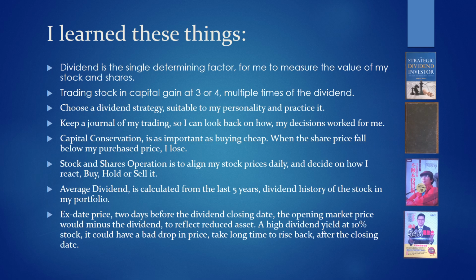Stock and share operation is to align my stock prices daily and decide on how I react, buy, hold, or sell it. Average dividend is calculated from the last 5 years dividend history of the stock in my portfolio. Ex-date price 2 days before the dividend closing date. The opening market price would minus the dividend to reflect reduced asset.